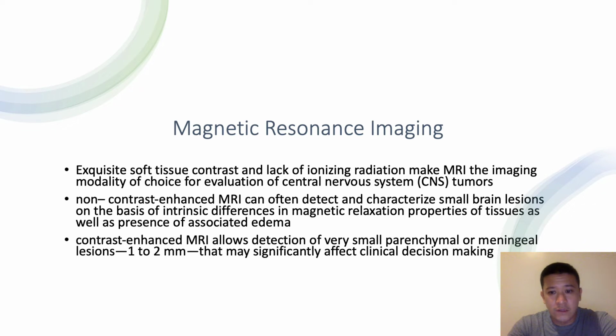Now, to get into the specifics of an MRI, an MRI will provide exquisite soft tissue contrast and lack of ionizing radiation, which makes it the imaging modality of choice for evaluation of CNS tumors. A non-contrast MRI can often detect and characterize small brain lesions on the basis of intrinsic differences in magnetic relaxation properties of tissues, as well as the presence of associated edema. Contrast MRI allows detection of very small parenchymal or meningeal lesions, 1 to 2 millimeters in size, that may significantly affect clinical decision making.